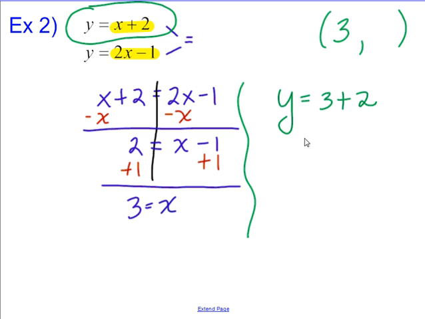Put that 3 in the x spot, and we have 3 plus 2, and we find out that y equals 5. So we're going to put a 5 in the spot there, and now we have our ordered pair 3, 5, where these two lines are going to cross.